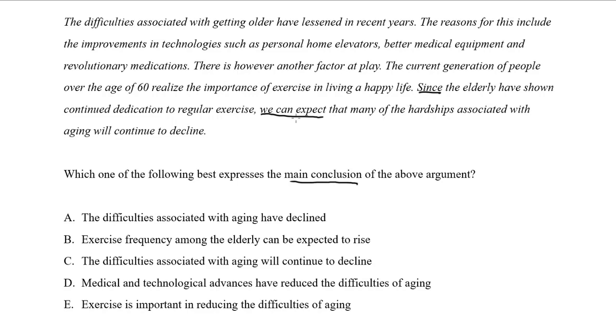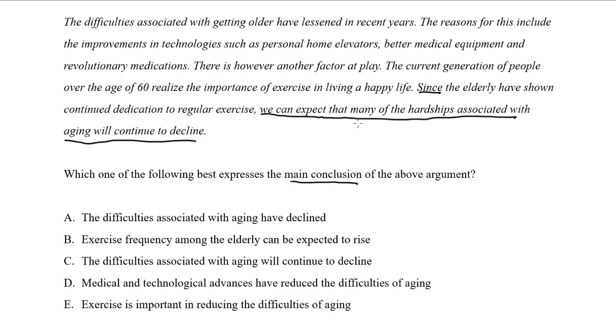Okay, already these two signal words have given it away. This here is the conclusion, and more specifically, it's this part here. We can expect that many of the hardships associated with aging will continue to decline. That is the most important opinion of this passage. Now, some people might think that it's this first sentence here, that the difficulties associated with getting older have lessened in recent years, that is the conclusion. But that's not the case. This is sort of just being taken as given. It's not what everything is building up to. It's not what all this evidence is about. No, they are building up to this, the fact that we can expect that many of the hardships associated with aging will continue to decline.